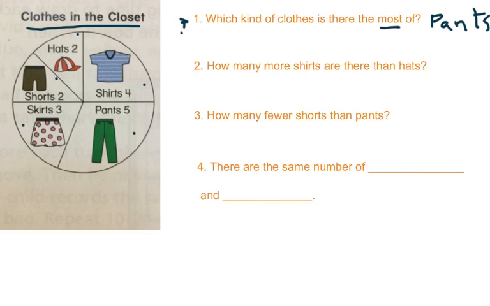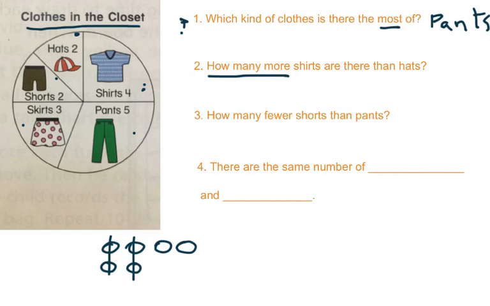Now we take a look at number 2. How many more shirts are there than hats? So now I'm only looking at the shirts where there's 4 of them, right here. And the hats, there's only 2. Now remember, we did this before. We talked about how many more. And Mrs. Denny likes to change that word more to how many extras. So if there's 4 shirts, if we go 1, 2, 3, 4, and there's only 2 hats, 1, 2, I can match them up and I can say, oh, there's 2 extras.